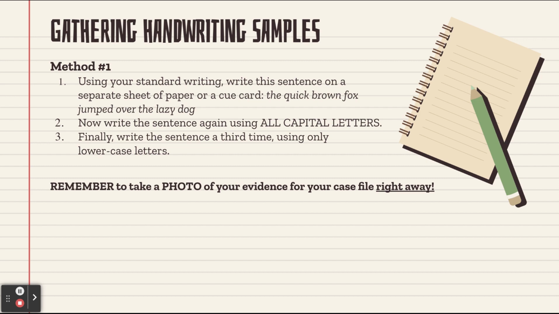And if your first sentence, when you used your standard writing, is not in cursive handwriting, give it one more go, this time in cursive handwriting. When we write with cursive, we have a lot more joins in the letters and a lot more loops, and it's just a lot more interesting to analyze, more different patterns to look at that way. So make sure you write it at least once in cursive handwriting. And again, remember to take a photo of your evidence for your case file right away.